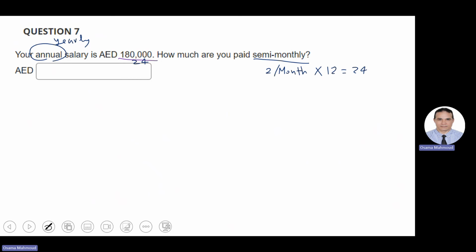This is the annual salary. If you would like to have it semi-monthly, how much is paid semi-monthly? So you divide it by 24. So 18,000 divided by 24. How much is it? I leave it for you to calculate.